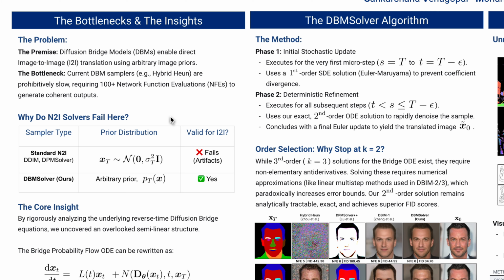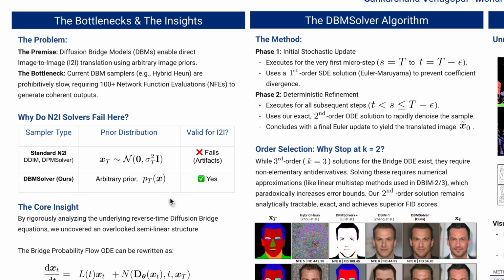So why not reuse fast samplers, because we already have them, like DDIM or DPM-Solver, DPM-Solver++? Well, that's because they all rest on one assumption, and that is that the starting distribution is Gaussian noise. As the table here shows, that's fine for standard models, but a diffusion bridge starts from an arbitrary image, not noise. So that assumption breaks, making those solvers produce artifacts, and they're simply not valid for bridges.